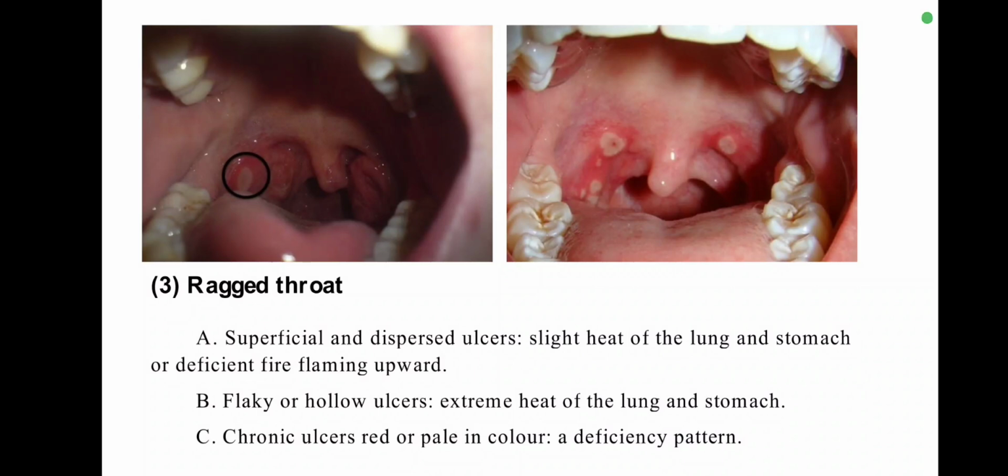Ragged throat. If there are superficial and dispersed ulcers, that is slight heat of the lung and stomach, or deficient fire flaming upward. If there are ulcers that are flaky or hollow, that's extreme heat of the lung and stomach. If there are chronic ulcers that are red or pale in color, that's a deficiency pattern.